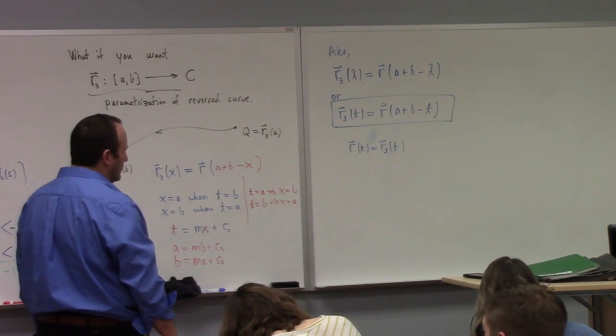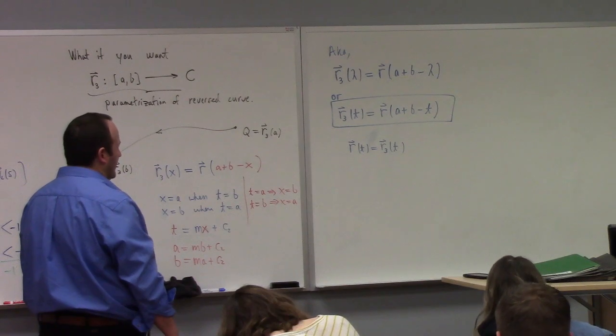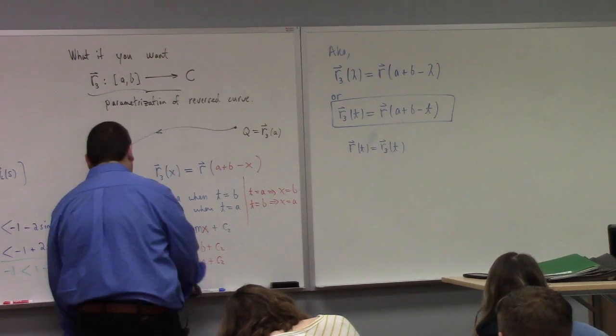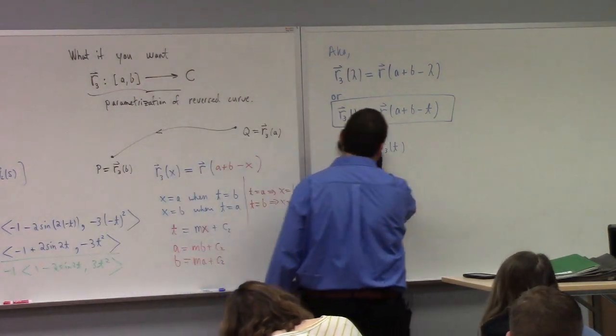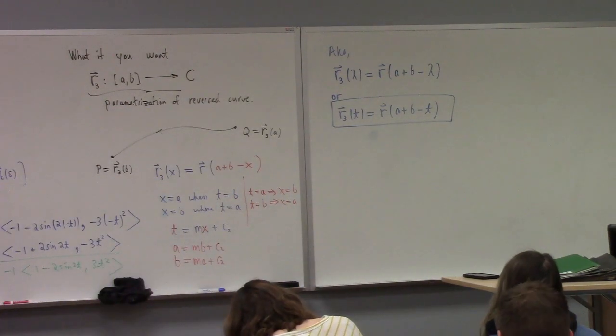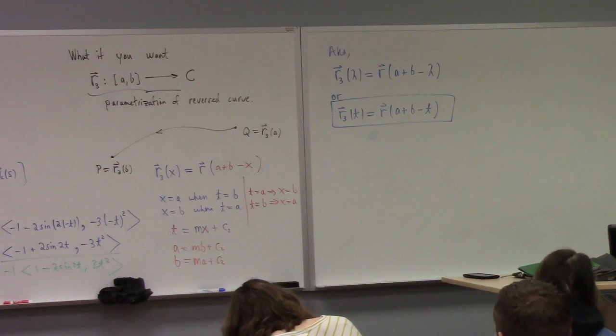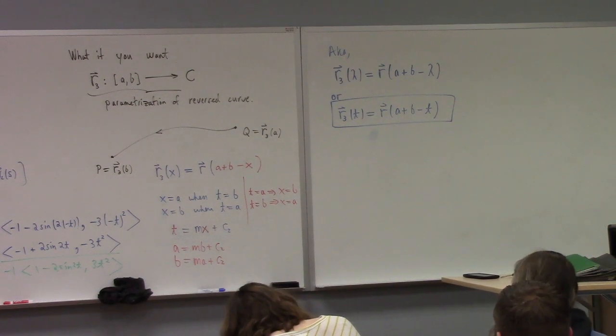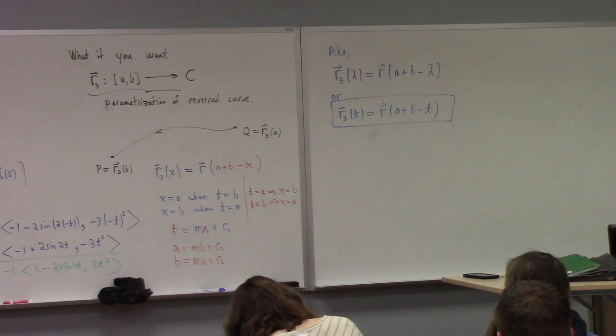That's not true. Dang it. I mean, there you go, right there. That's how they're related. What's it boxed already? That's R3 at time t is R of A plus B minus T.